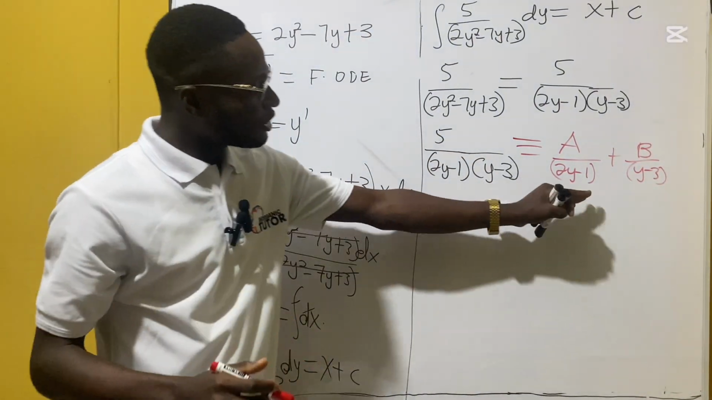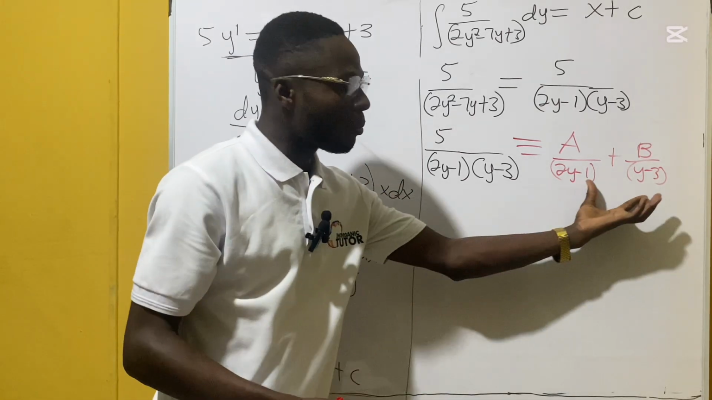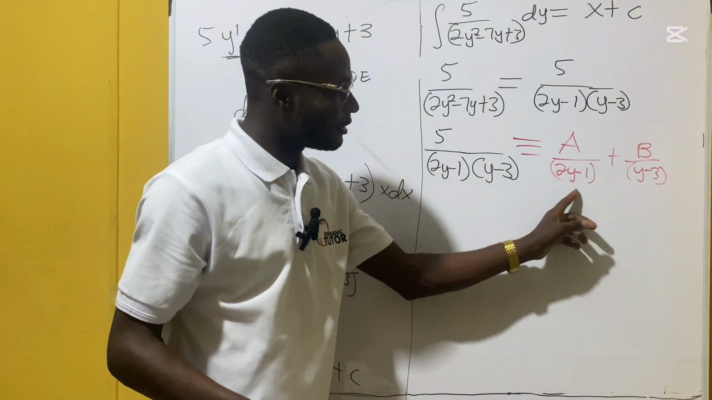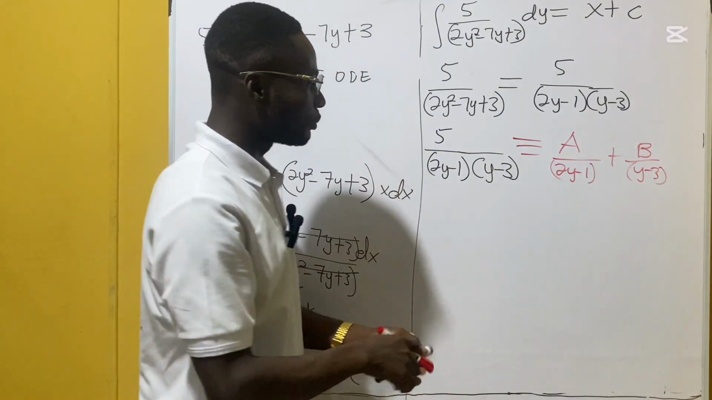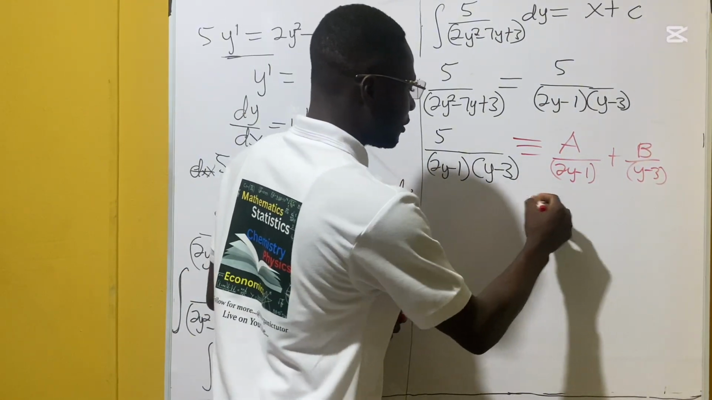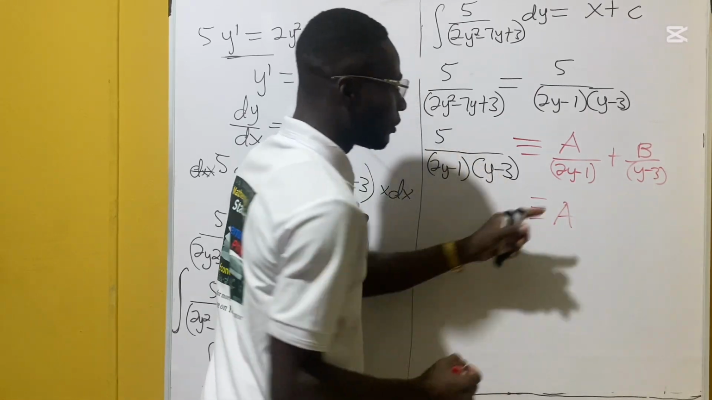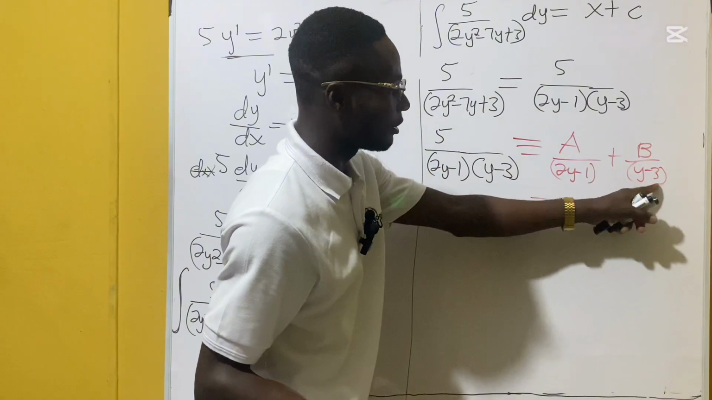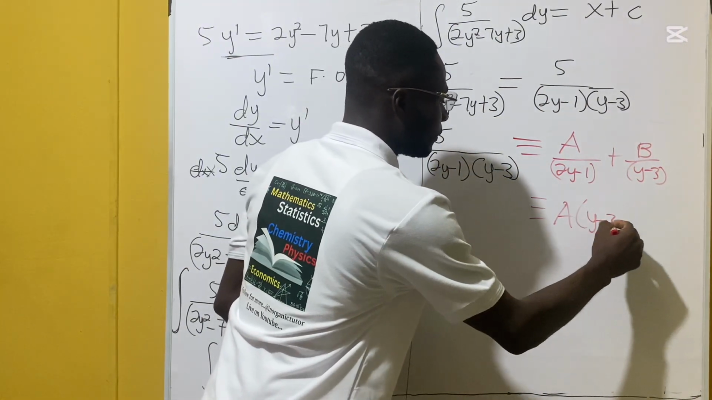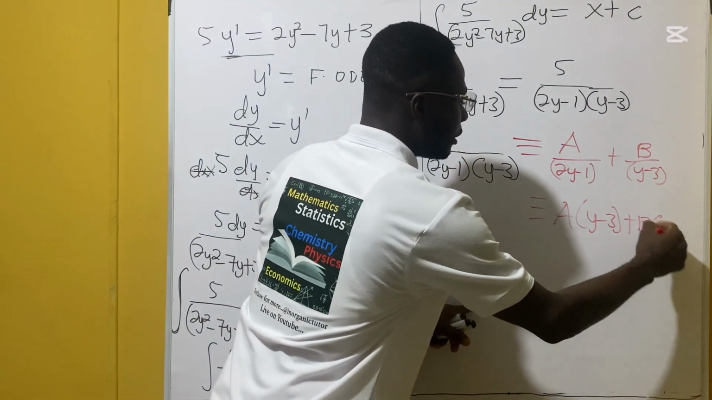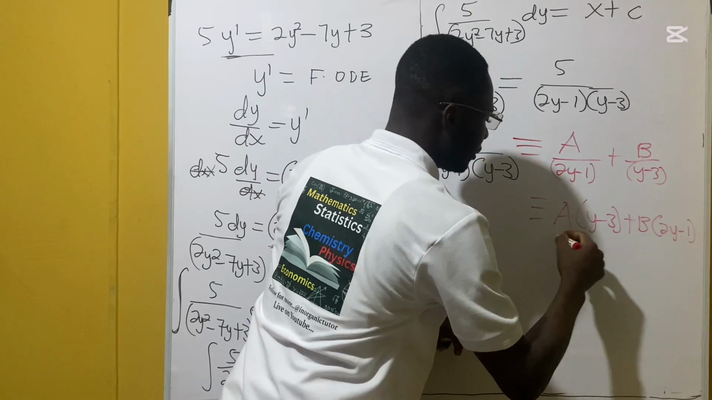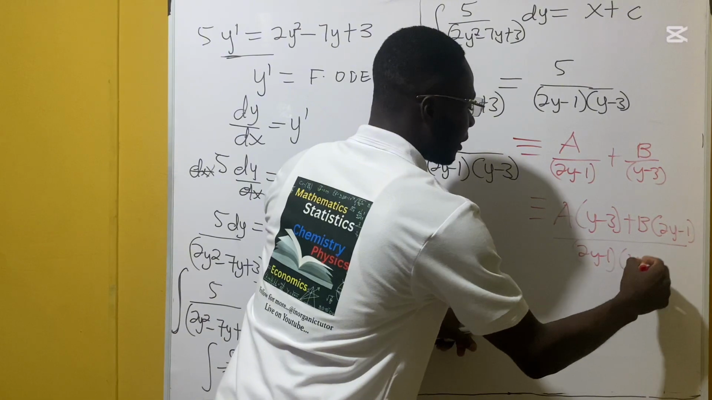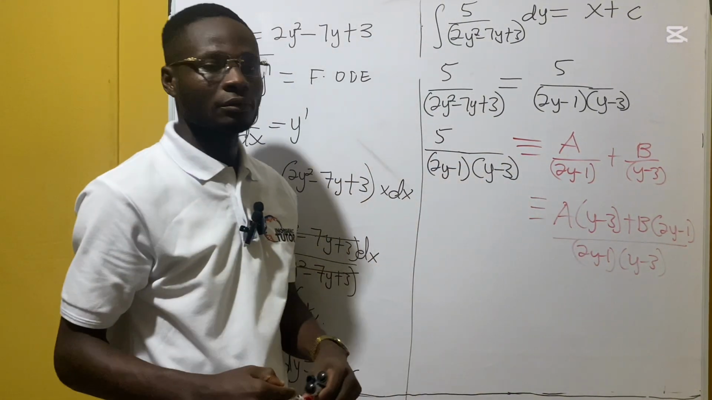Once we have this, we have to find a common denominator. The common term is going to be this and this. So this goes off from this part and we have only this, plus B times (2y minus 1), all over (2y minus 1)(y minus 3).